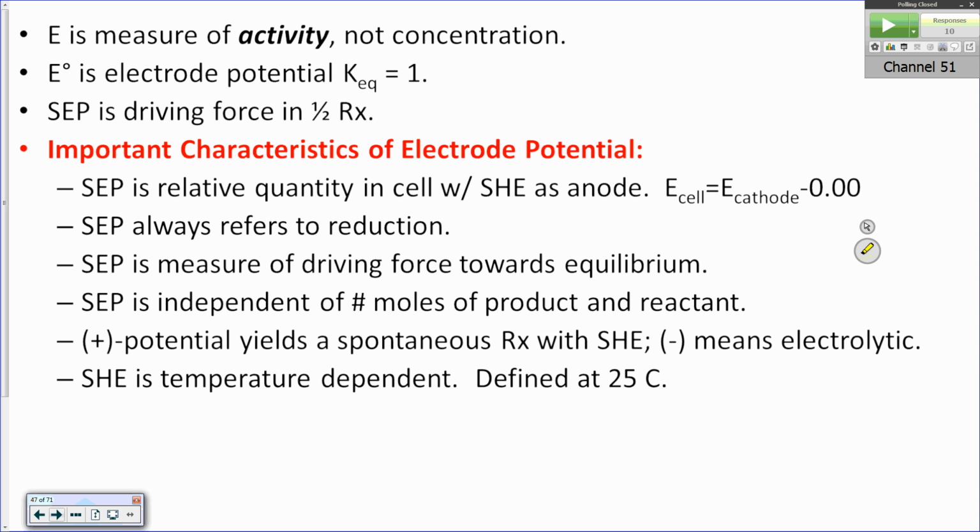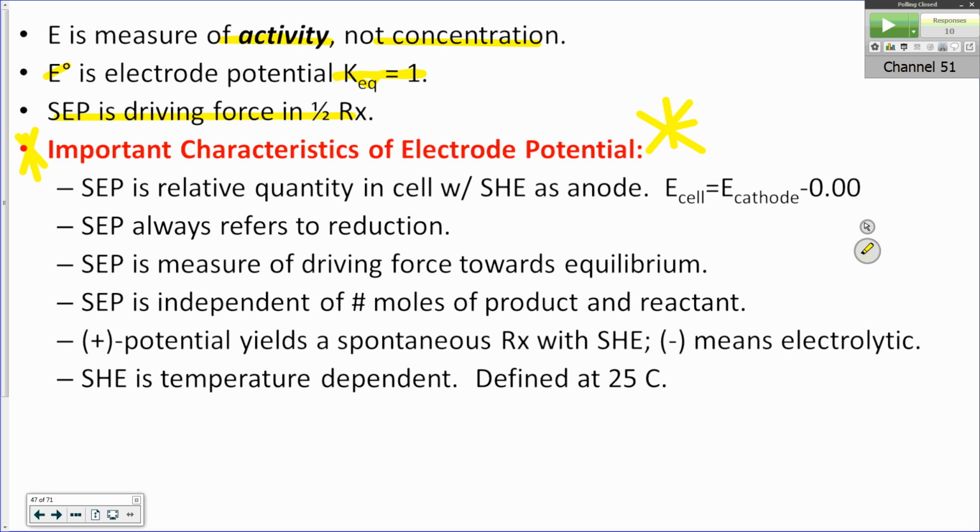One, I've already mentioned this, we're really looking at activity, not concentration. So we need to keep that in mind. The standard electrode potential is defined when Q is at 1. So if everything's at 1 molar, or unity in terms of activity, those ratios give a Q of 1. And this is a measure of the driving force for each half reaction. So, characteristics: this is a test question somewhere in this list below, I promise you.